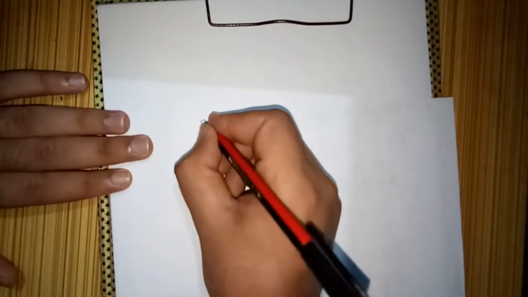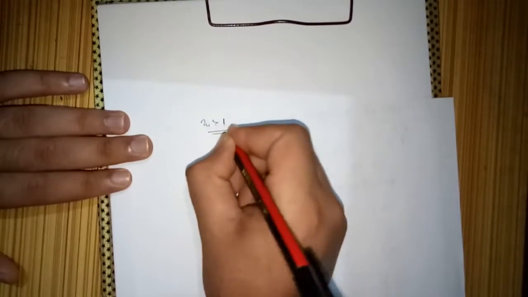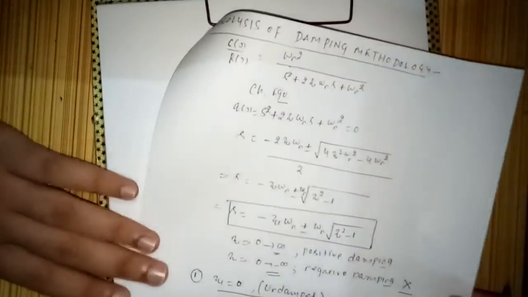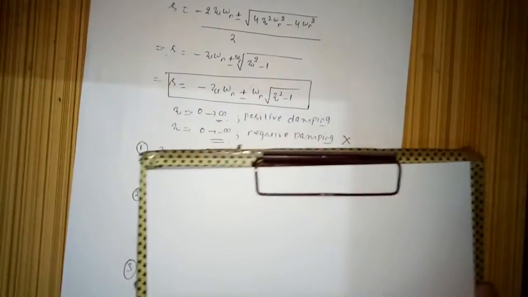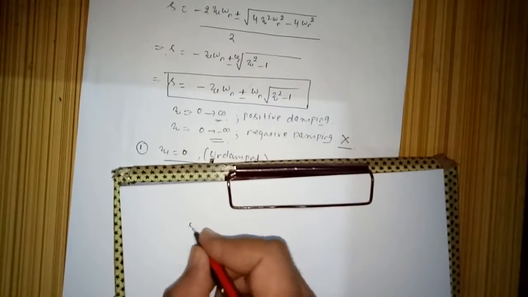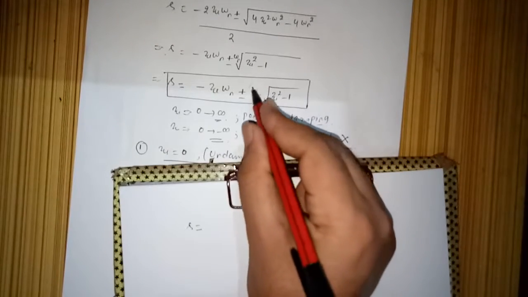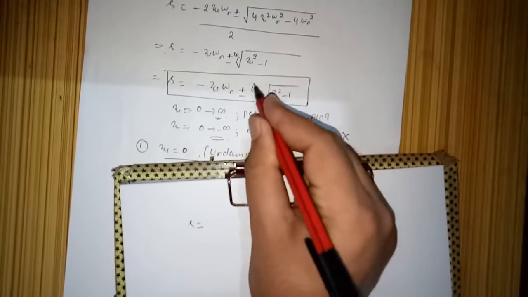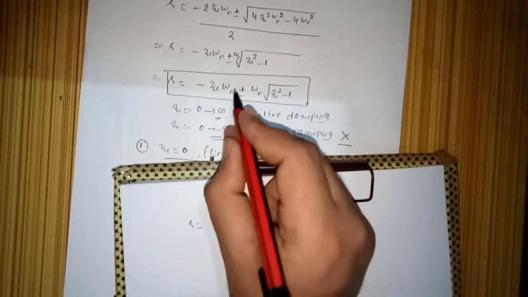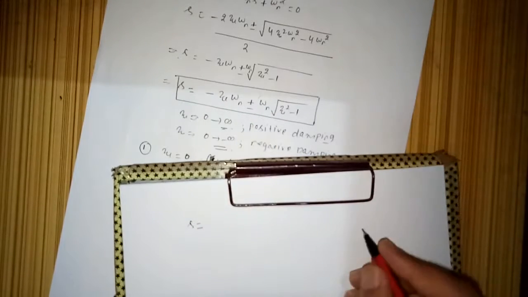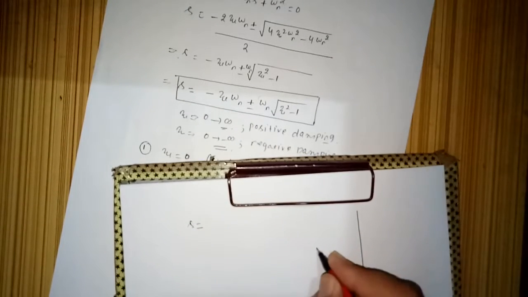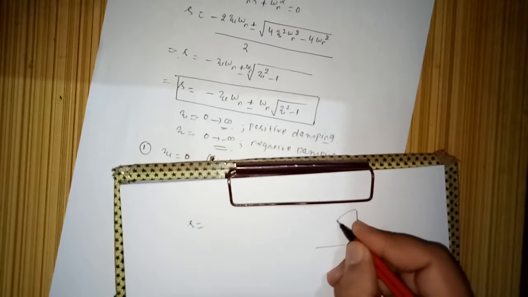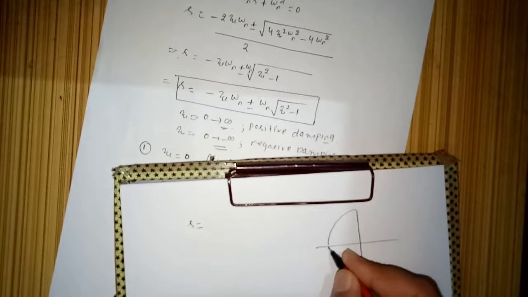Now the next case comes when zeta is greater than 1. Let me take it on a separate page. When zeta is greater than 1, this part is real, and this part is also real. So the pole will move, let me draw it here like this, and this was for some zeta value.